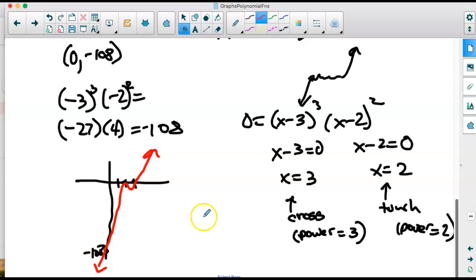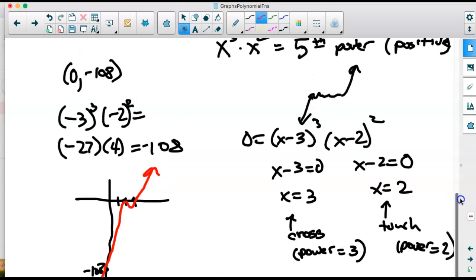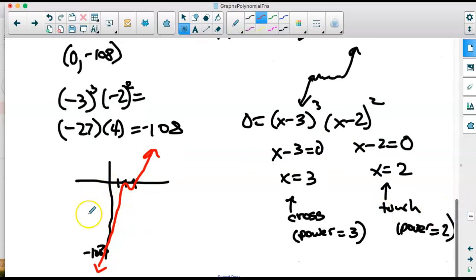Something like that. It's an x to the fifth power, so it's got to continue to go up because it's positive. All right, so we know that's kind of what it looks like. We can sketch the graph of that, knowing those 3 points and knowing what it looks like on the ends.